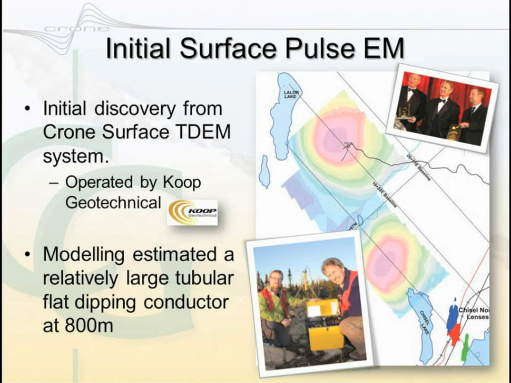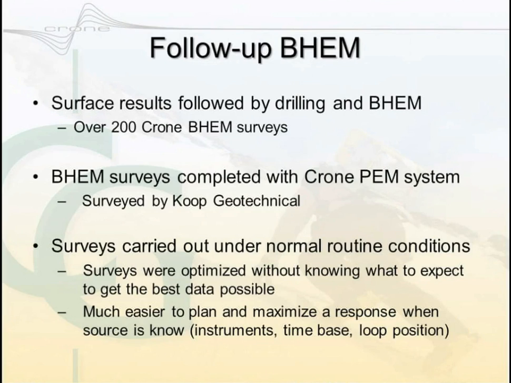From the modeling of the surface data, you ended up getting a relatively large tubular flat dipping conductor at approximately 800 meters. So naturally what you do is you try to drill the anomaly, even if it takes a few years after, and you run some borehole EM on it.